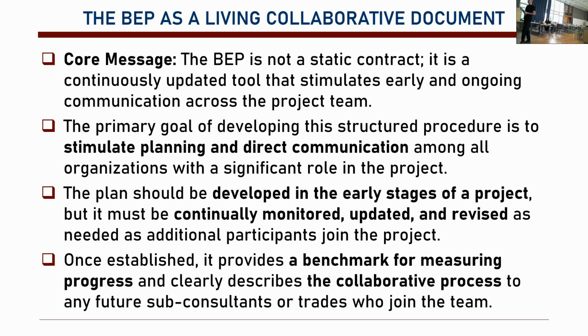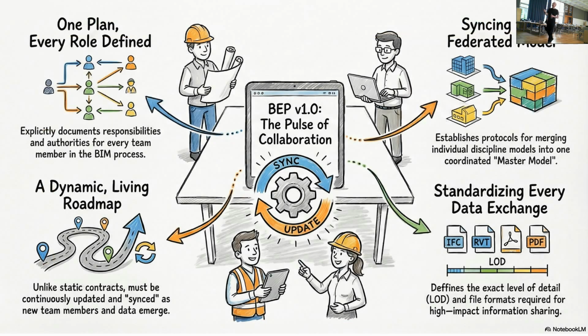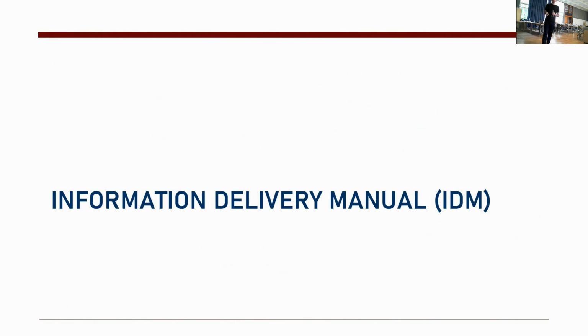And this also gives us a benchmark for progress, and helps us understand how our collaborative process is working. So we have the BEP version 1. It starts, and we define the roles, we have one plan, but then as we continue, we have a dynamic living roadmap in the project. We sync the federated model, we standardize data exchanges, but it continuously gets updated. So now we're talking about the information delivery manual idea.